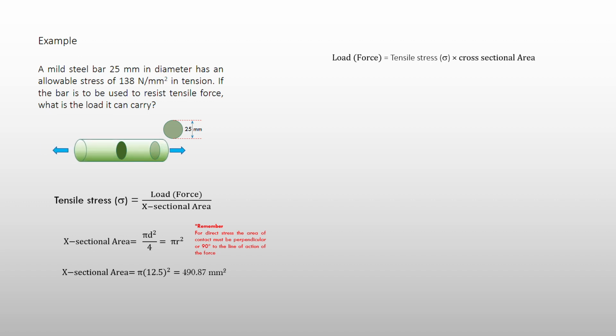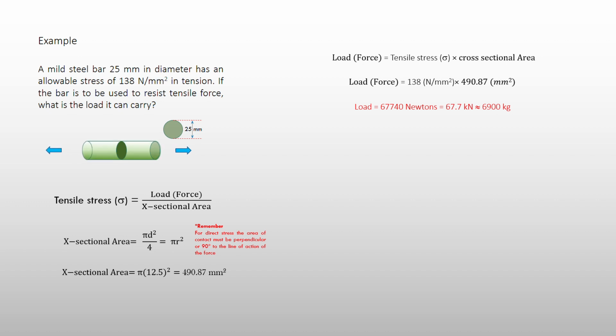Based on the formula given here, tensile stress equals force over cross-sectional area. So if you want to find the force, it will be the stress multiplied by the cross-sectional area. You have 138 Newton per millimeter square, multiplied by 490.87 mm square, which we have calculated. The mm square will cancel out, so you have the force in Newton: 67,740 Newtons, which is equivalent to 67.7 kilonewton. If you were to find kg from this, you must divide by 9.8 or by 10 meter per second square, up to you. So that is for the first example.